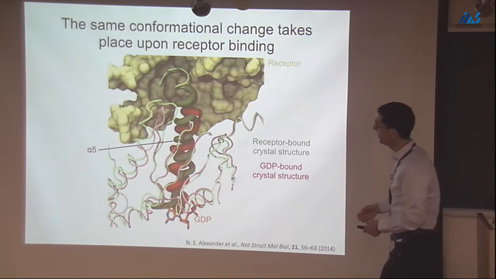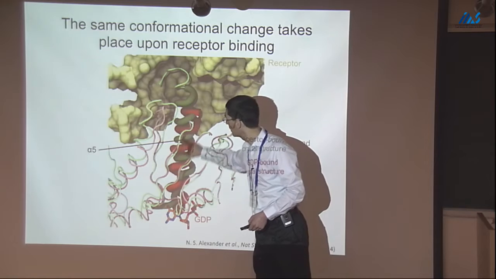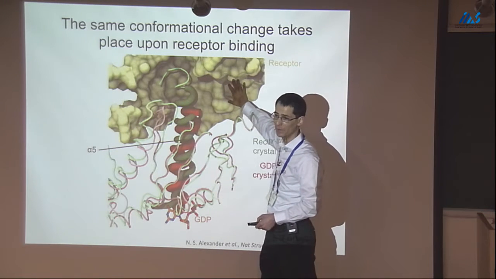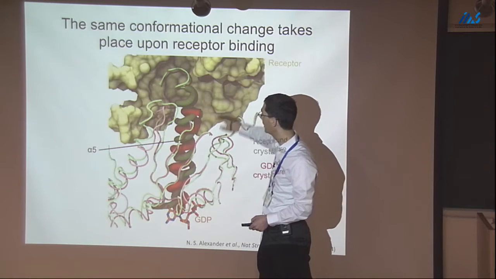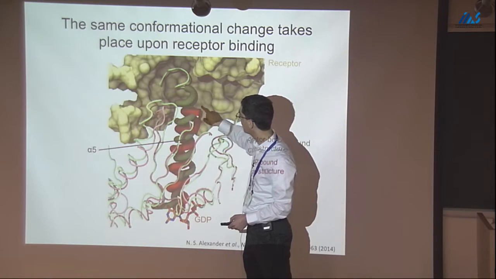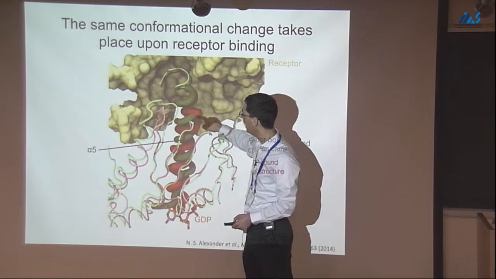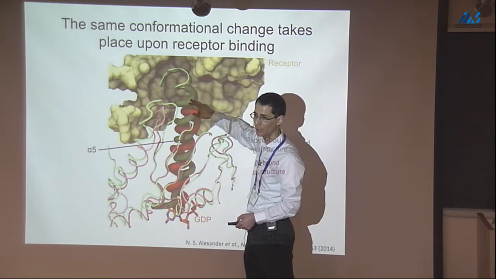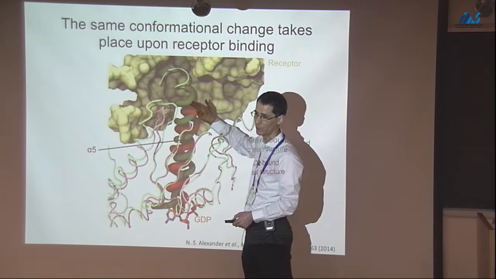Now, this is the same helix, and this image is showing how it docks to the GPCR. The important thing is that this helix forms direct contacts with this groove of the GPCR, and it's able to form those contacts because it's in this shifted conformation, this upwards shifted and rotated conformation.